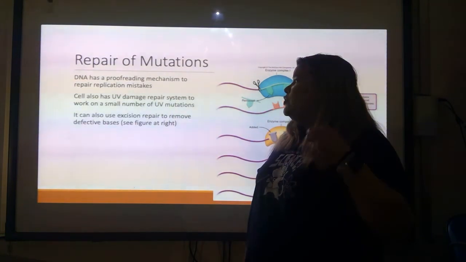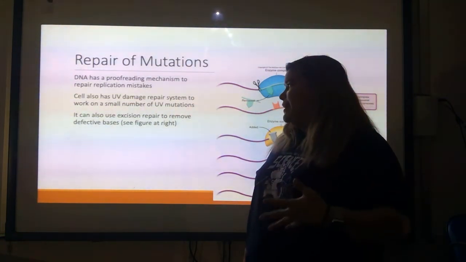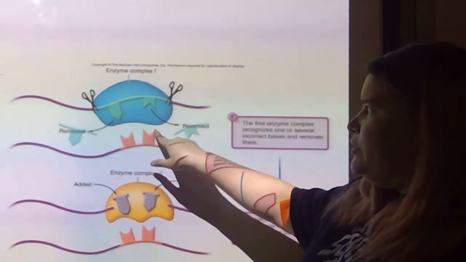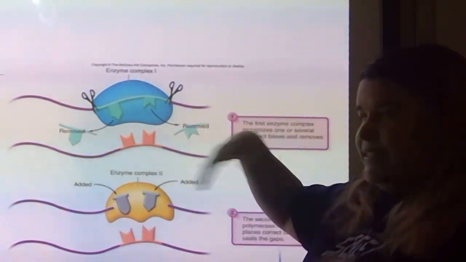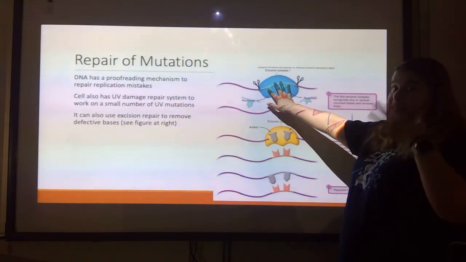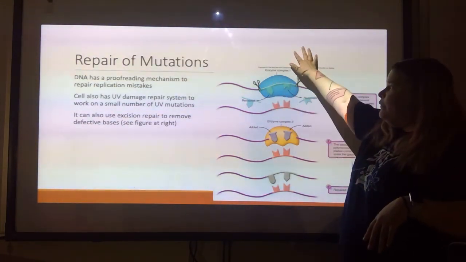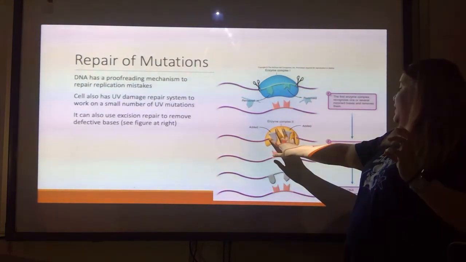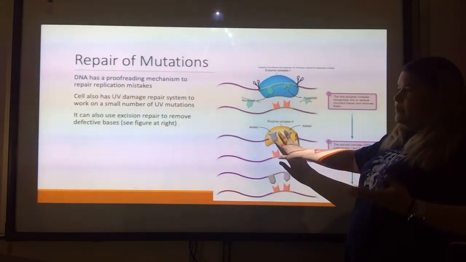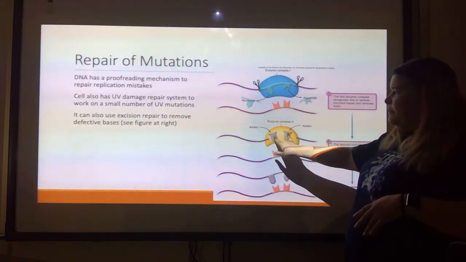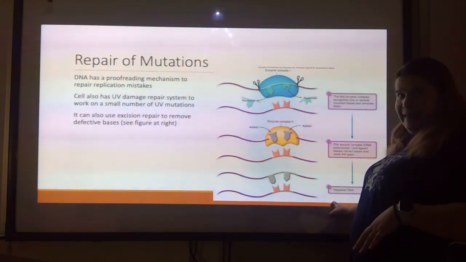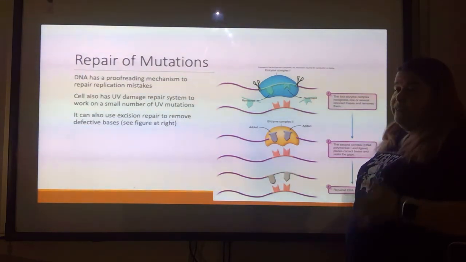It can also use excision repair to remove defective bases. See how these do not match? This is an oval, this is a triangle, and these wouldn't fit together. Enzyme 1 comes in and cuts out the piece that is mismatched, the piece that isn't supposed to be there. When it does that, another enzyme brings in the proper nitrogenous bases, the proper nucleic acids, and fuses them into place, repairing the DNA.